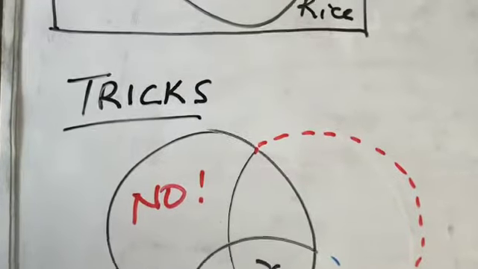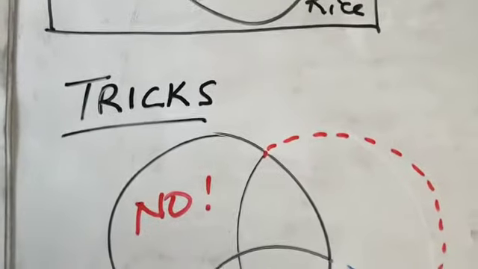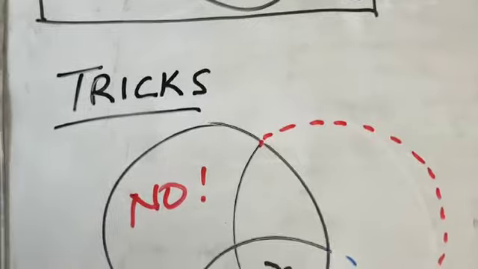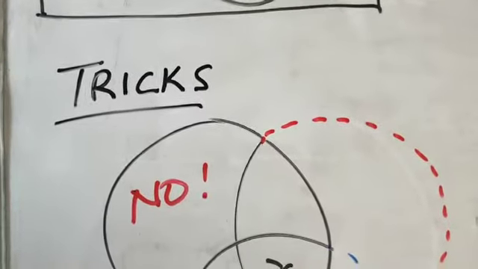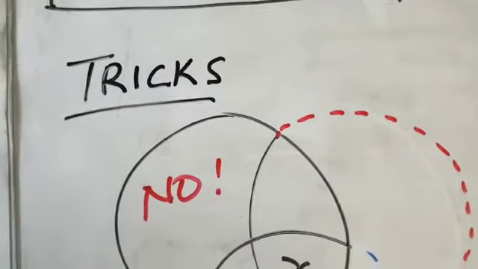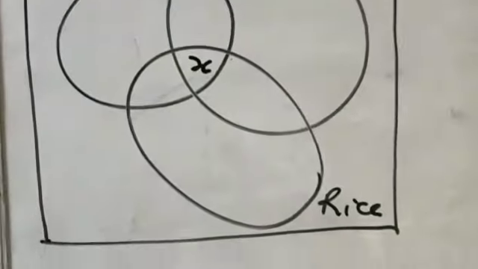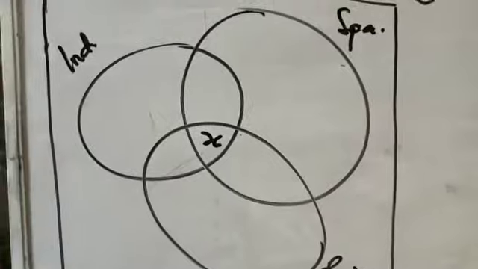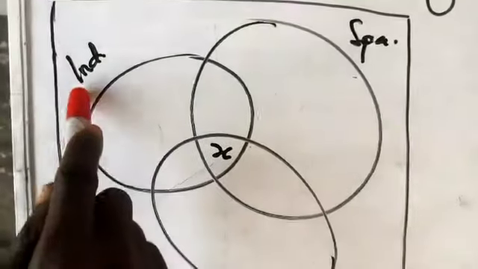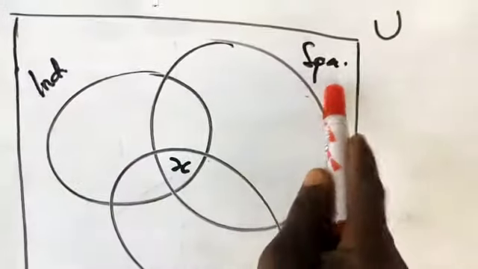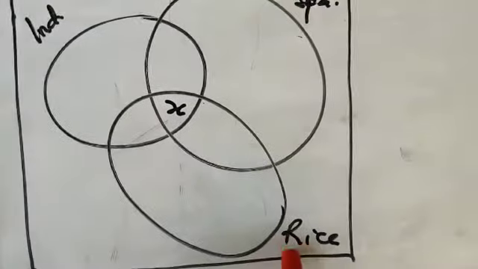We are going to have a look at how to solve three set problems under set operations. These are some of the tricks that you have to know. Assuming this is our simple Venn diagram, that's the three set problem, right? We are dealing with a set of Indomie, spaghetti, as well as rice.